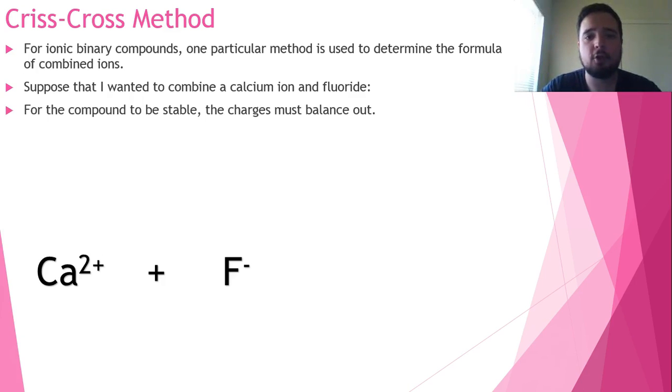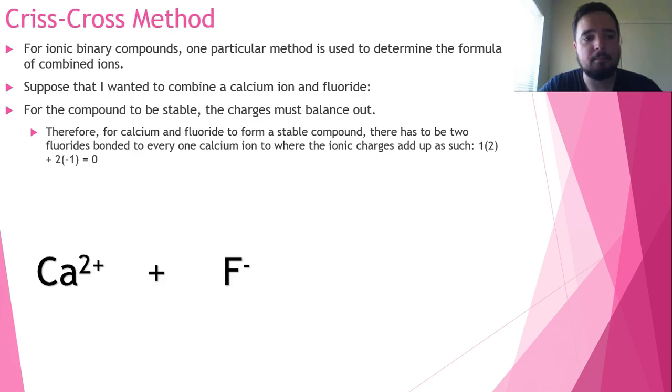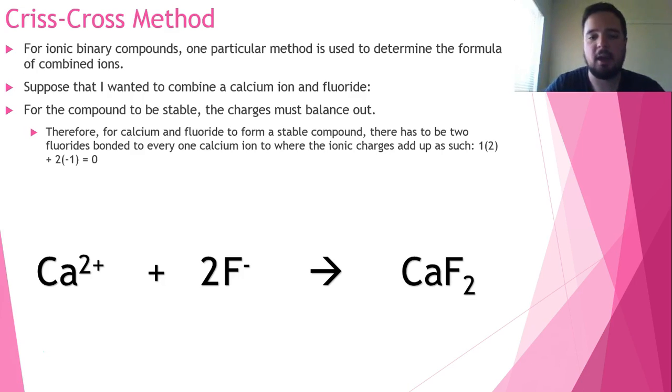Well, for the compound to be stable, the charges have to balance out. So what I have to ask myself is that I have a 2+ over here, and then I have a -1 over here. To make that charge 0, for it to be neutral, I'm going to need 2 fluorines. Because if I multiply 2 times fluorine's -1, then I get 2+ plus -2, which is going to equal 0. And so this is going to form calcium fluoride, which is CaF2. And this is the reason why, because I need 2 fluorines for every 1 calcium to equal out that charge.